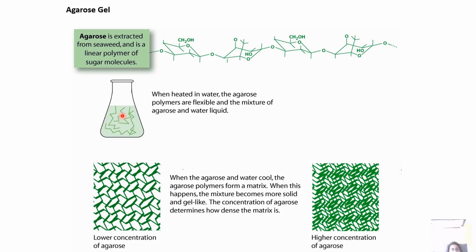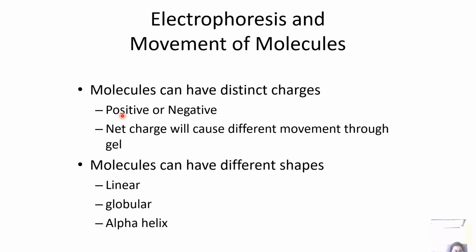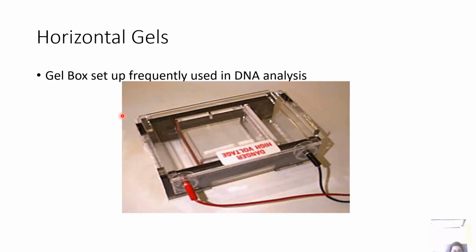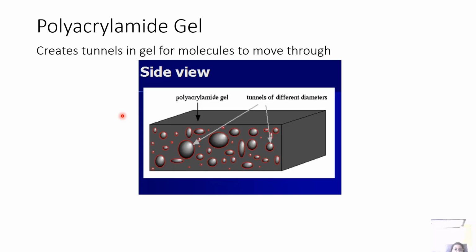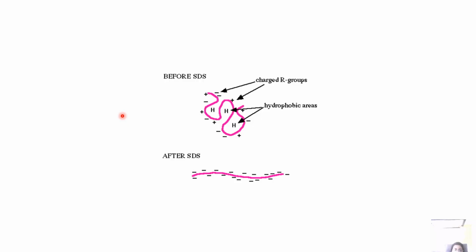So we'll not go into DNA or agarose gel. We have already talked about electrophoresis in our previous classes, so we'll only talk about PAGE. PAGE can be either native PAGE, where protein is prepared with little disturbance to the cellular material. Proteins are associated, and movement of samples through the gel can be inconsistent. Or SDS-PAGE. Sodium dodecyl sulfate is a detergent. Protein is coated with a negative charge in proportion to its molecular weight, which denatures and unfolds the protein. Reducing agents break amino acid crosslinks. The polyacrylamide gel basically creates tunnels in the gel for molecules to move through.